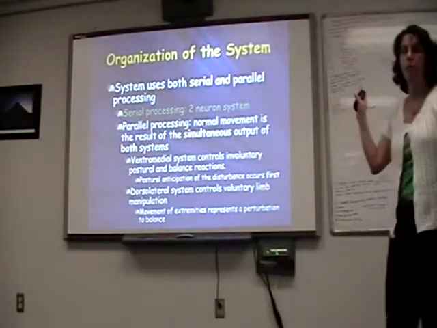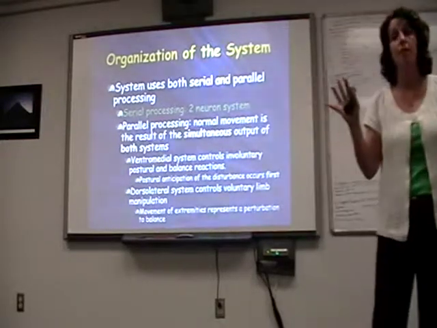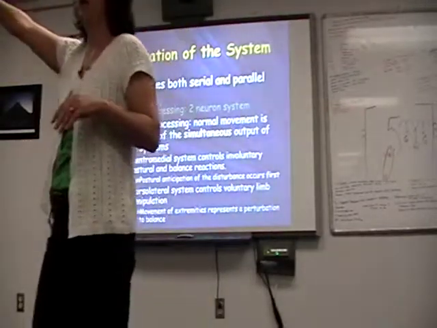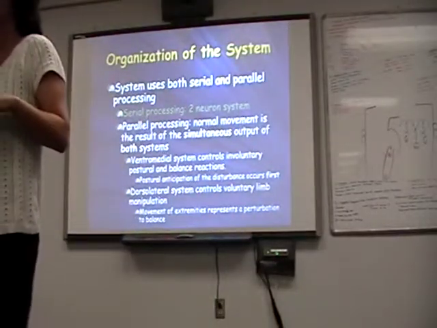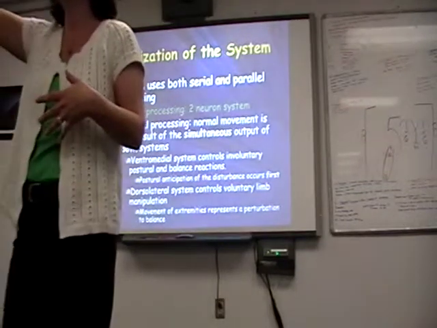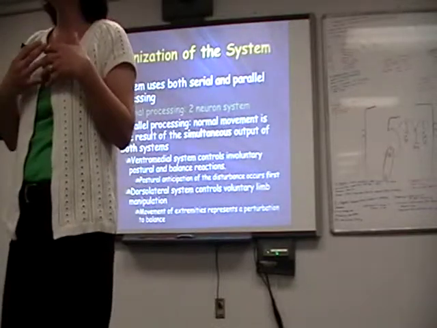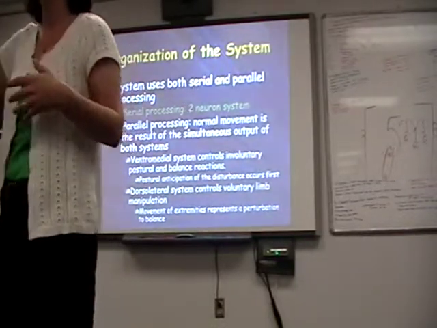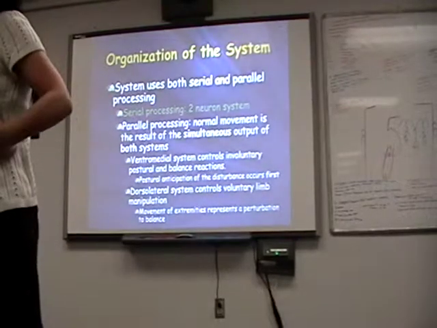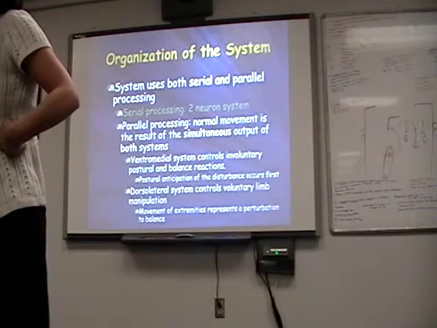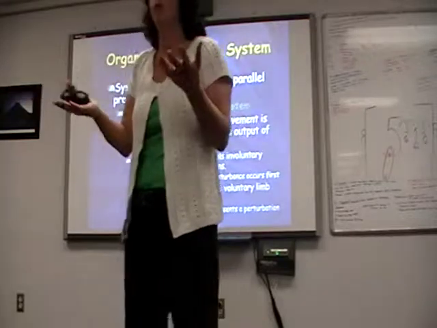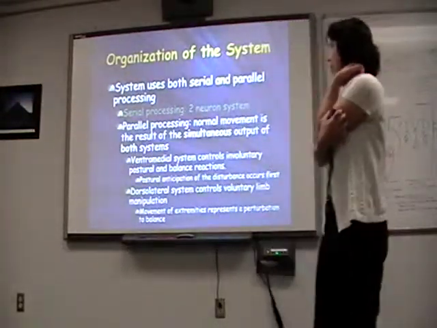Now, that's just the simple serial processing. We also have parallel processing, because every time I reach for an object with my dorsolateral system, I might want something to happen with my trunk. So I need that parallel processing between the dorsolateral system and the ventromedial system. As I go to reach, my trunk is elongating on the side that I'm reaching on, and it's shortening on this side. I need that to happen so I can get a more effective reach and maintain my balance. So we need them to work in parallel.